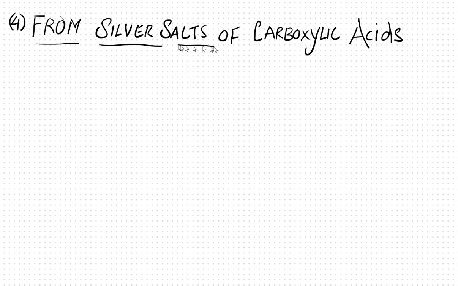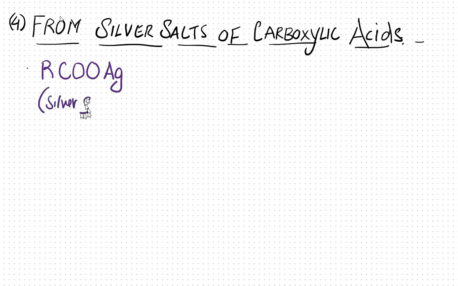Okay, so first of all, let's talk about the preparation of haloalkanes using silver salts of carboxylic acid, and I'll try to make it as easy and as simple as possible for you, so you don't have to worry about anything. So first let's take the silver salt of carboxylic acid. I have taken a silver salt of carboxylic acid here. So let me write that down. Silver salt of carboxylic acid.